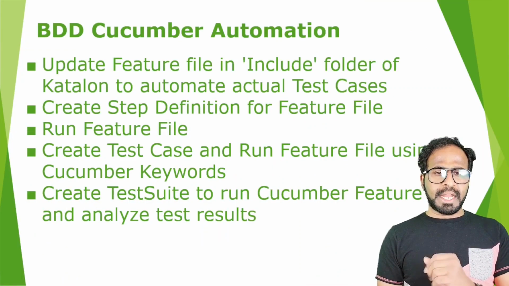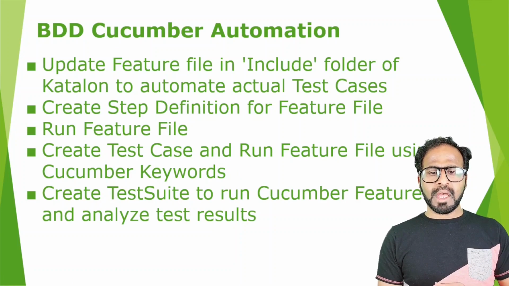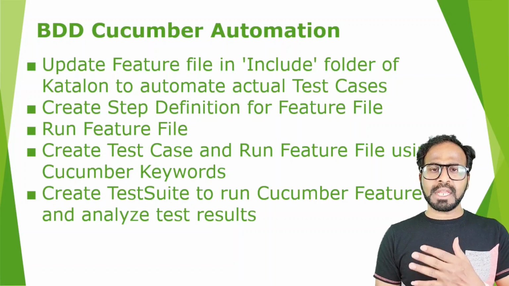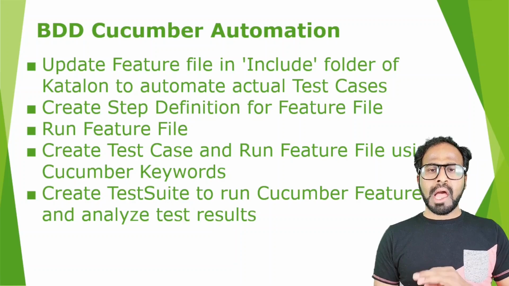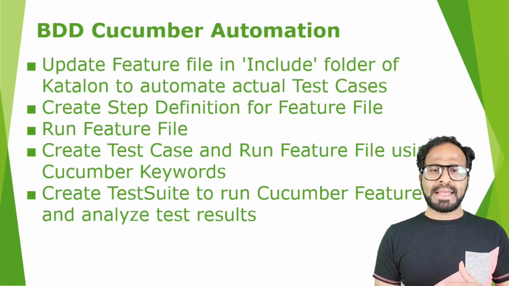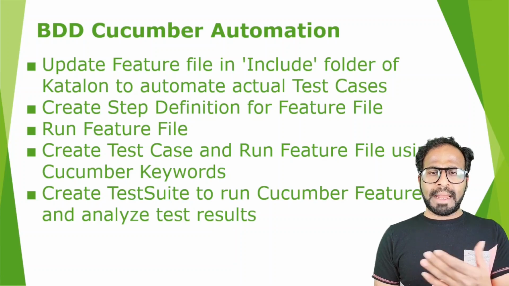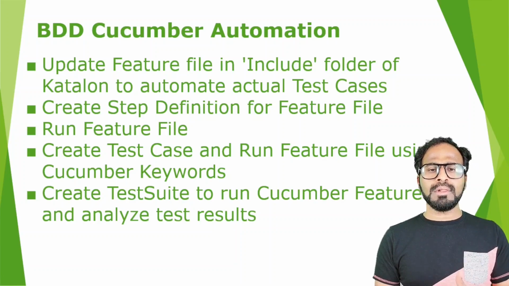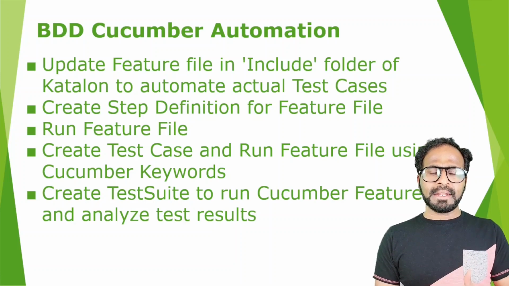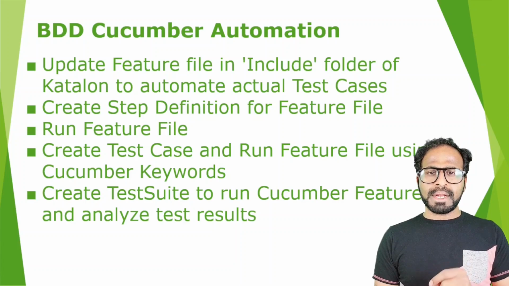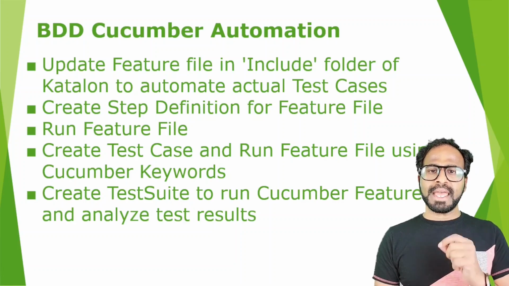Okay, so what is our agenda item? In the previous session, I already told you how we can create a feature file and how we can create the step definitions for the feature file. I showed a very simple example by using println commands. Basically, we printed some text on the console by using feature files. So in this session, we are going to update the same feature file in the include folder of Katalon to automate the actual test cases by using a sample website.